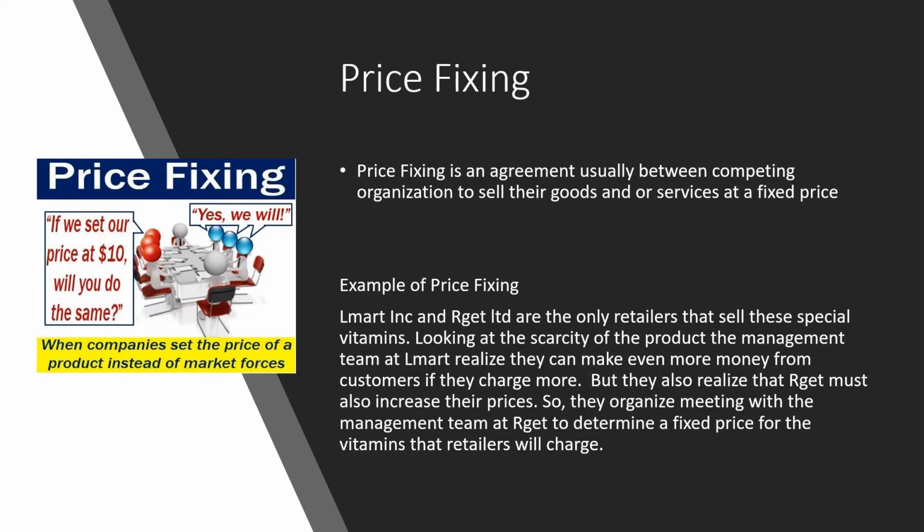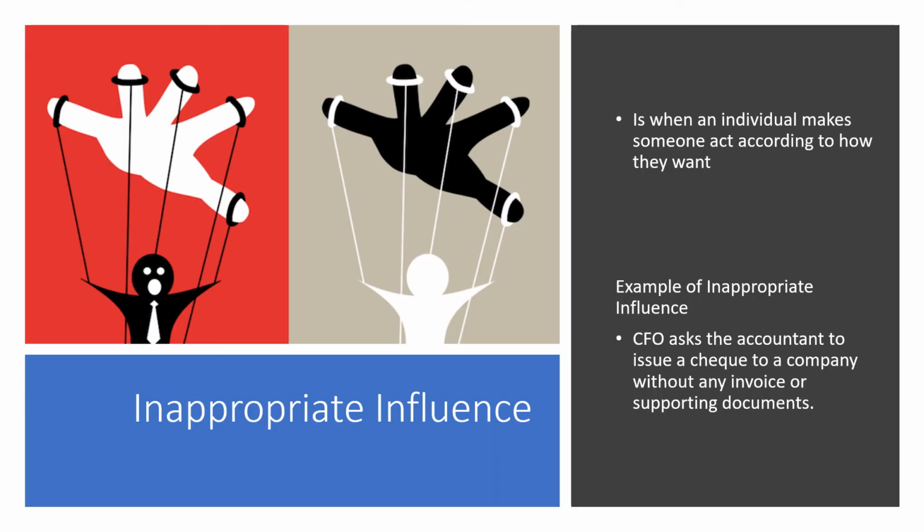Price fixing is an agreement usually between competing organizations to sell their goods and or services at a fixed price. Example of price fixing. Walmart Incorporated and Target Limited are the only retailers that sell these special vitamins. Looking at the scarcity of the product, the management team at Walmart realize they can make even more money from customers, charge more. But they also realize that Target must also increase their prices. So, they organize a meeting with the management team at Target to determine a fixed price for the vitamins that retailers will charge.